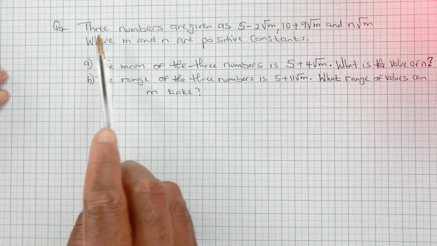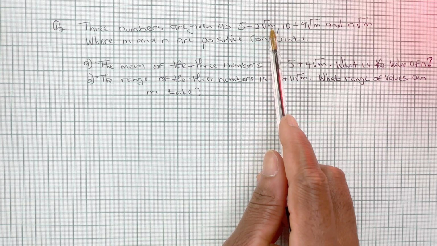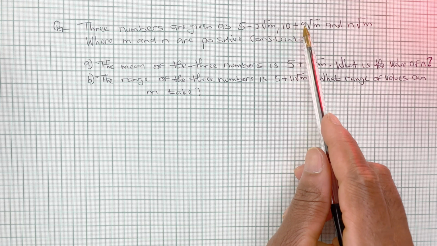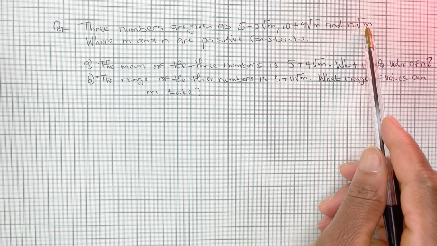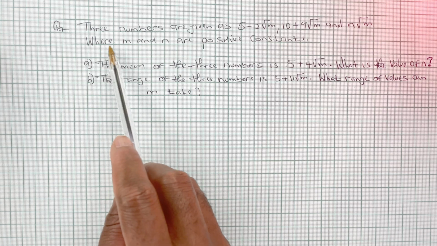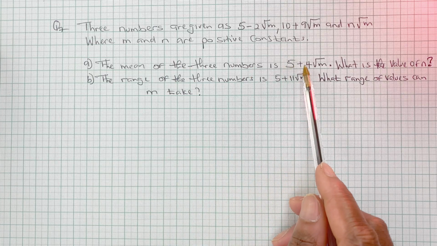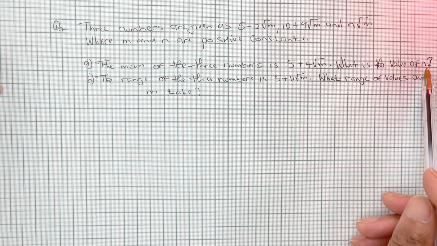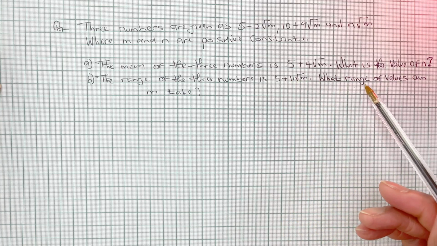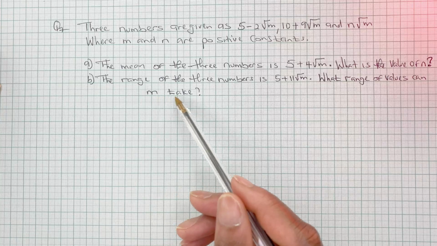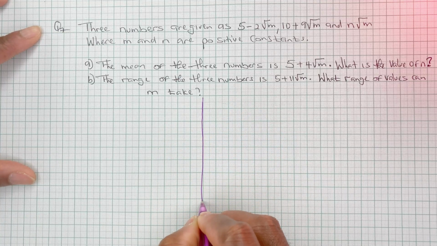Question 7. Three numbers are given as 5 minus 2 root m, 10 plus 9 root m, and n root m, where m and n are positive constants. A, the mean of the three numbers is 5 plus 4 root m. What is the value of n? And B, the range of the three numbers is 5 plus 11 root m. What range of values can m take? Right, to find these, let's just draw a line.